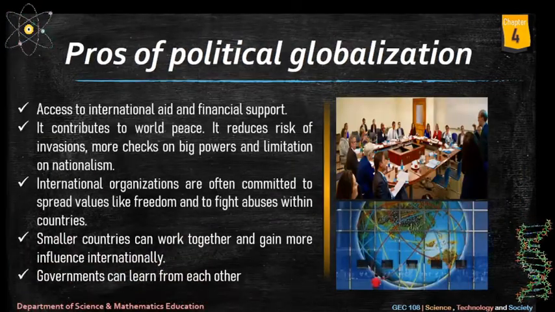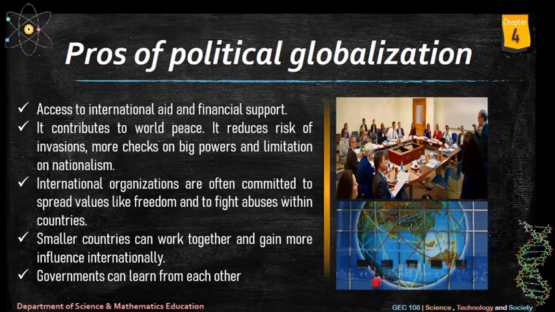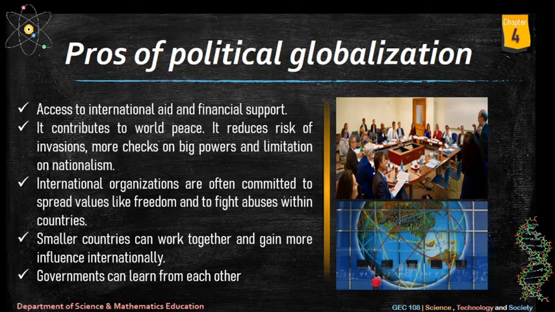Pros of political globalization: access to international aid and financial support. It contributes to world peace. It reduces risk of invasions, more checks on big powers and limitation on nationalism. International organizations are often committed to spread values like freedom and to fight abuses within countries. Smaller countries can work together and gain more influence internationally. Governments can learn from each other.